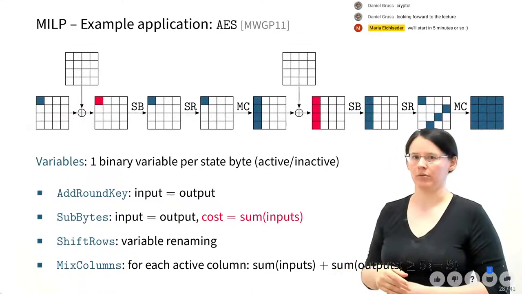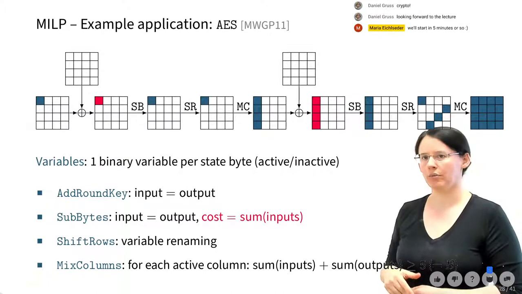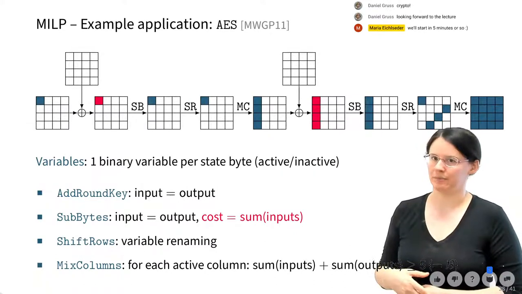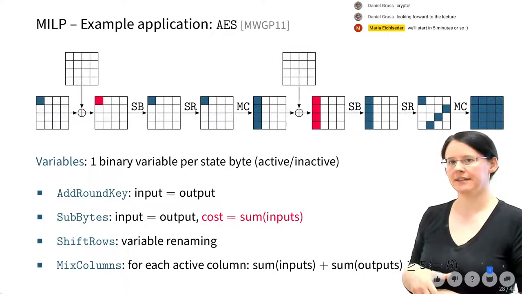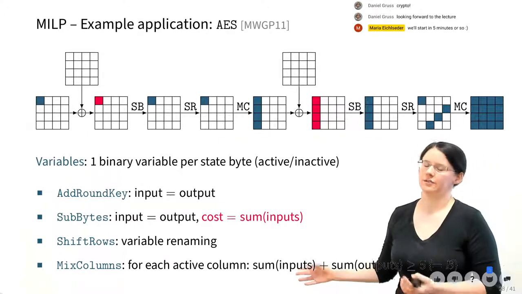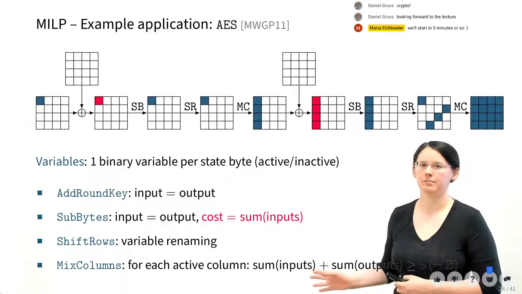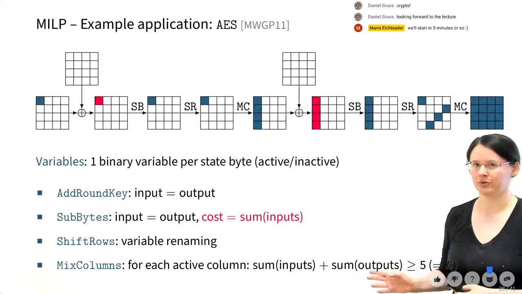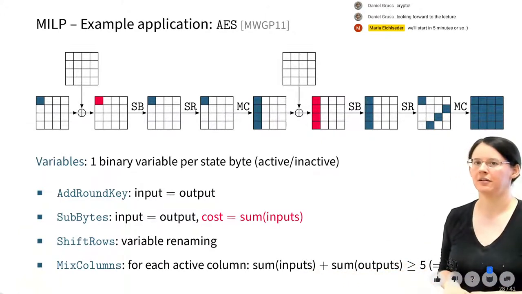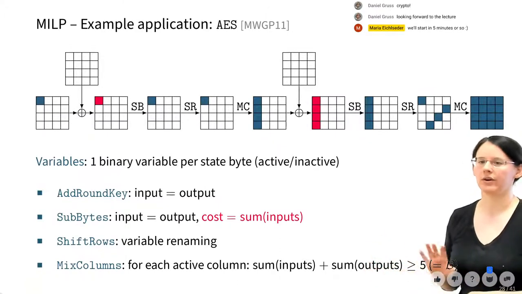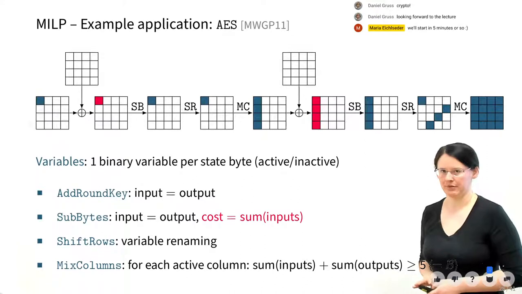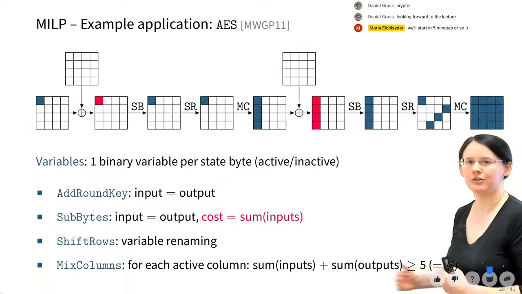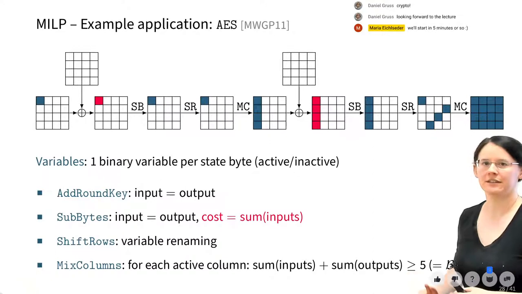What do we know about mix columns? Well, actually all we know is its branch number. We know that it has a branch number of 5. This means that the number of active cells at the input plus the number of active cells at the output together must be at least 5, but it can also be 0. So it's either 0 or at least 5. And modeling this is going to require one extra helper variable. Otherwise, if we look just at the case that the column is active, we can simply write down the equation like that.